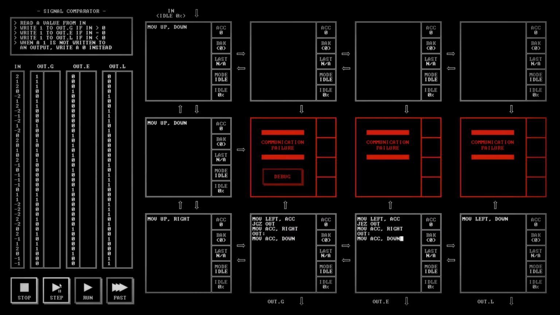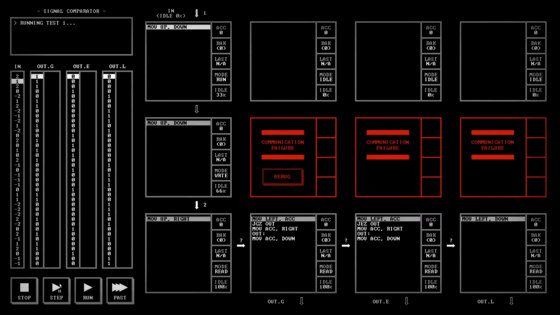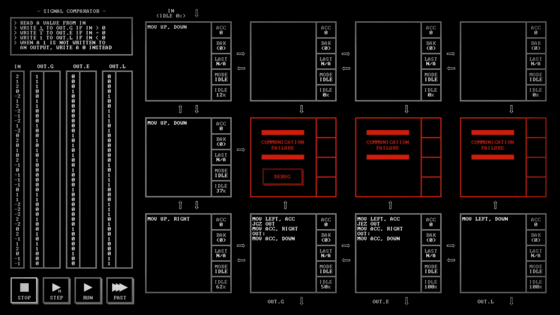Okay, so this should work. We're moving two down, two across. Okay, so it is greater than zero, so we will output two, which is incorrect. We want to output a one. So I think we can just put the number one in the code like this.